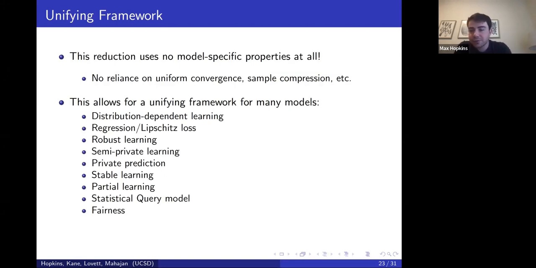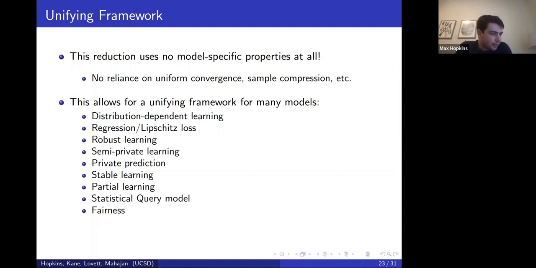So this reduction, or a slight variant of this reduction, will work for all of the following settings: for distribution dependent learning, for regression or slightly more general loss, for robust learning, various versions of privacy, learning partial functions, even something like the statistical query model. You can get it to work for all of these. So the fact that we don't rely on these model-specific properties makes the reduction much more flexible. We can use it in a lot more scenarios.